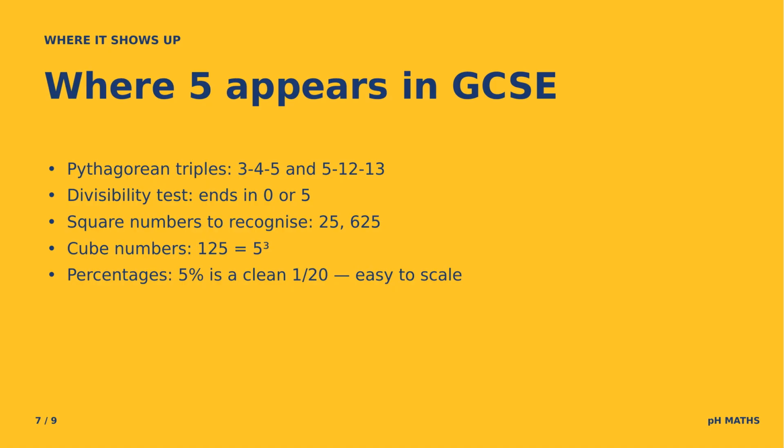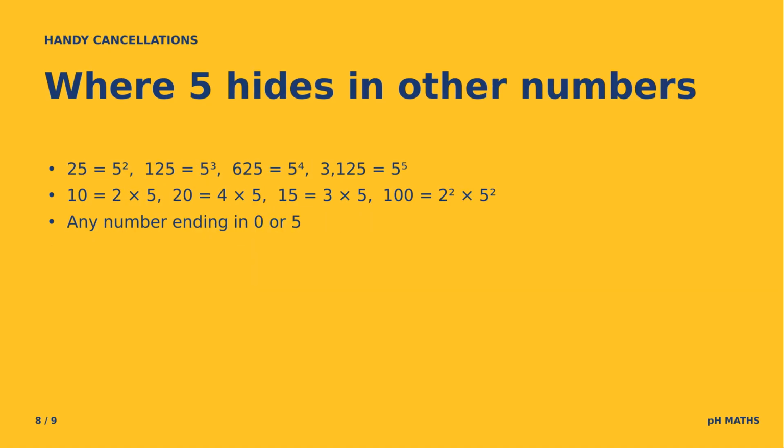Where 5 actually shows up in your exam: Pythagorean triples, 3, 4, 5 and 5, 12, 13; the divisibility test, a number ends in 0 or 5; square numbers to recognize, 25 and 625; cube numbers, 125 is 5 cubed; and percentages. 5% is a clean 1 over 20, which makes scaling up to 10% or 15% trivially fast in mental arithmetic.